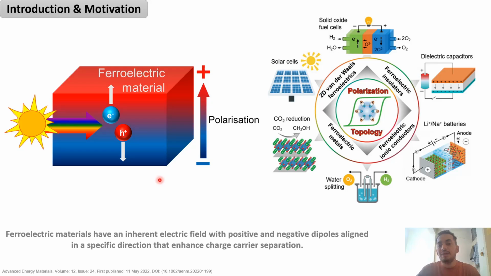Now, before going to the application of ferroelectric materials, we have to identify whether the material is ferroelectric or not. They are characterized using the hysteresis phenomenon, which is known as the polarization electric field loop. These materials have been shown to have an added advantage over conventional halide perovskite materials because they reduce the recombination rate of electron and hole charge carriers, ultimately increasing the efficiency of solar cells, fuel cells, and dielectric capacitors, reducing the recombination rates in lithium and sodium ion batteries, splitting water efficiently into hydrogen and oxygen, and converting CO2 to value-added fuels such as methanol and formic acid.